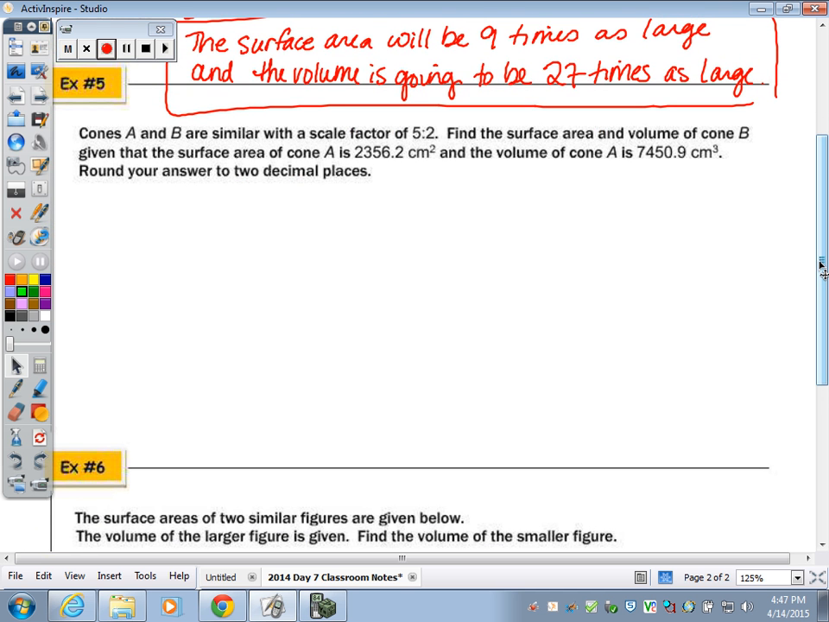Now, in example number 5, it says that cones A and B are similar with a scale factor of 5 to 2. Find the surface area and volume of cone B, given that the surface area of cone A is 2,356.2 centimeters squared, and the volume of cone A is 7,450.9 cubic centimeters. We're going to round our answer to 2 decimal places. So let's compare in order of cone A to cone B.